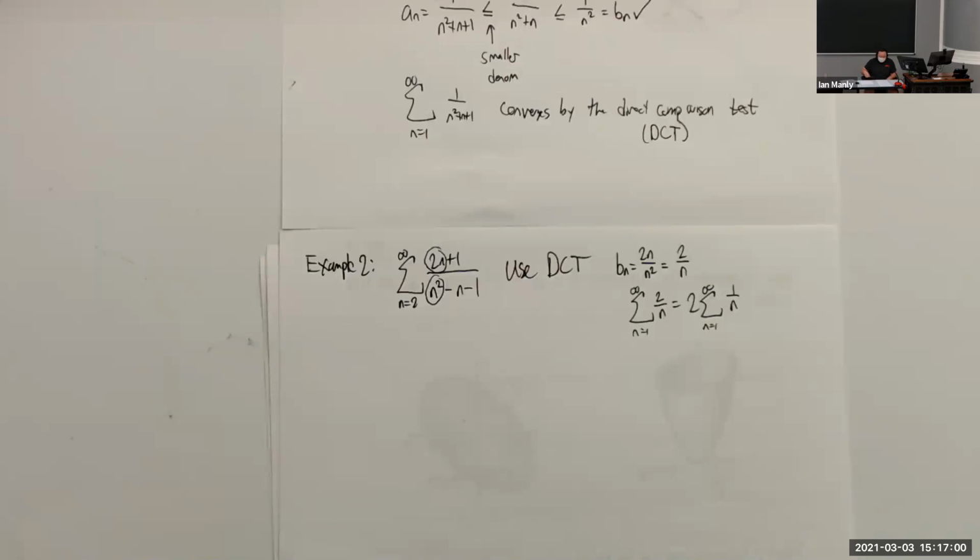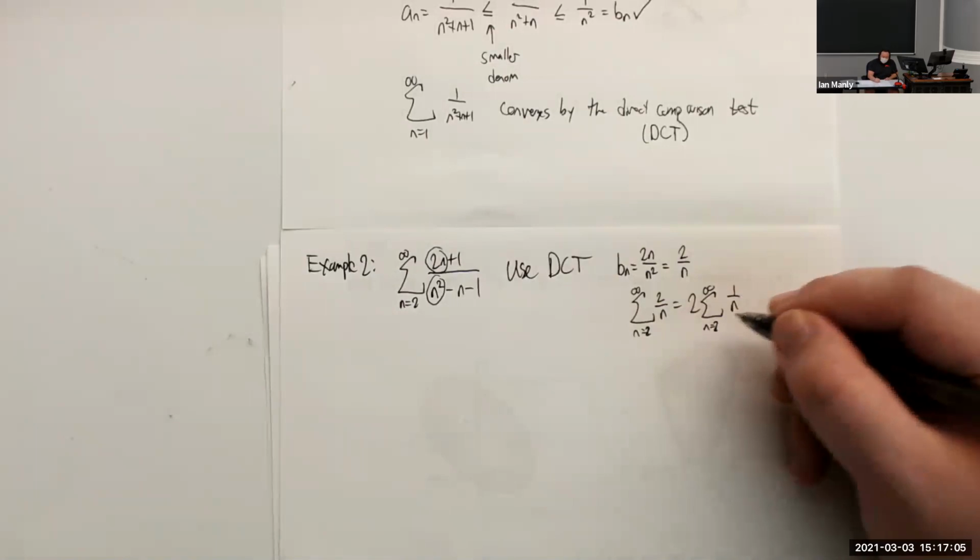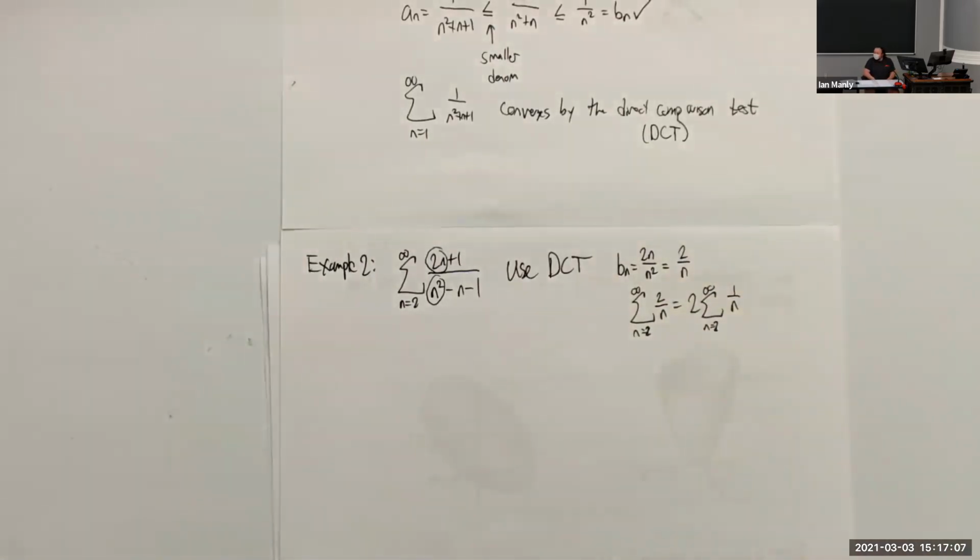Oh, wouldn't it have to be from n equals 2? It technically doesn't need to be the same starting index, but yeah, I usually just use the same ones. Thank you. Yeah, it's going to diverge, right?